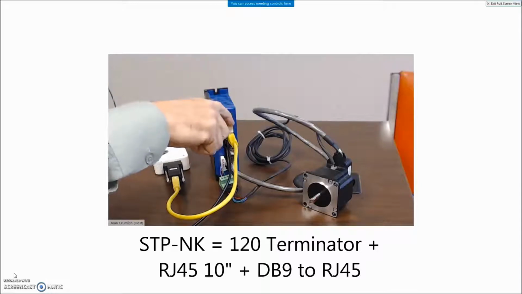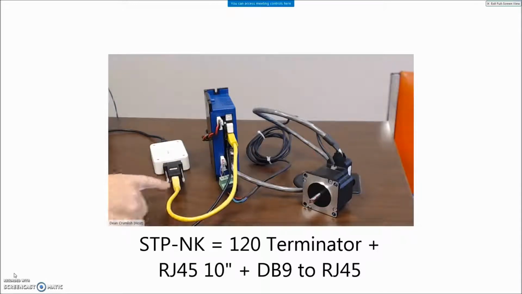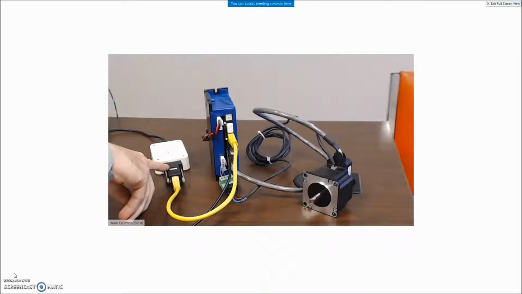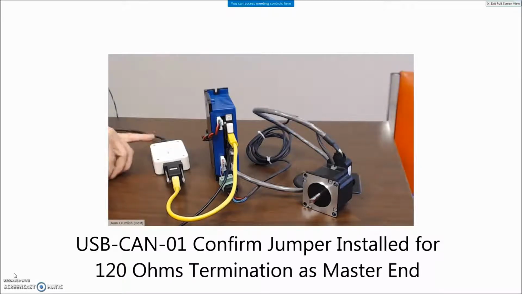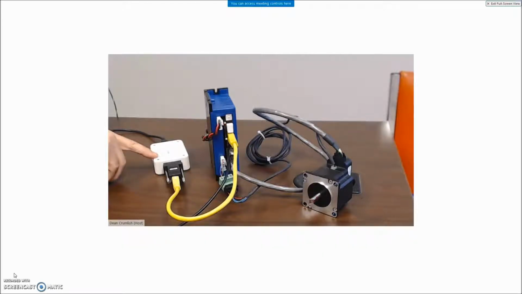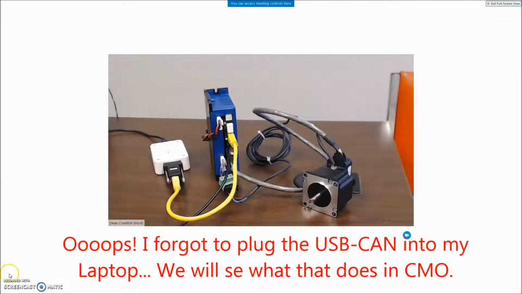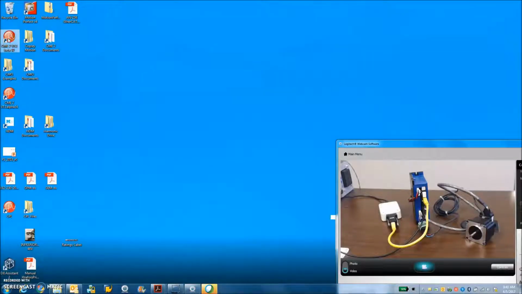I have a 120 ohm terminator, an RJ45 Cat5 cable and RJ45 to 9-pin D-sub adapter, and the Copley USB to CAN adapter. I checked this out with CANview to check the network, and it looks good. There's a terminator at this end, so both ends of the network are terminated, and this plugs into the laptop. So first we're going to look at CME2.